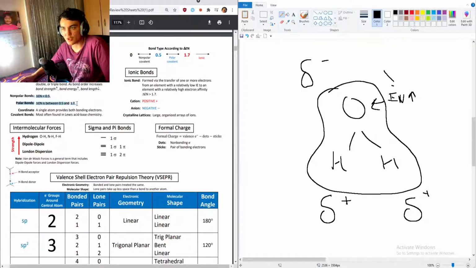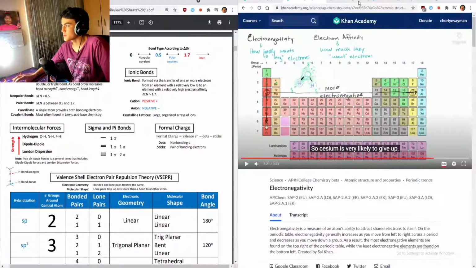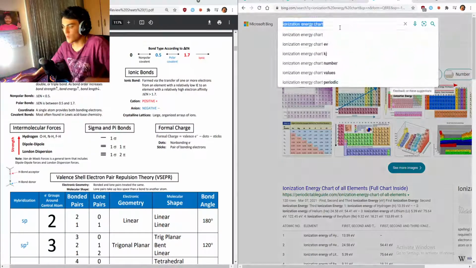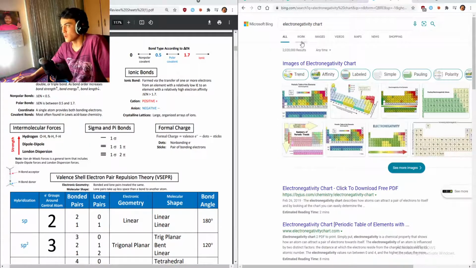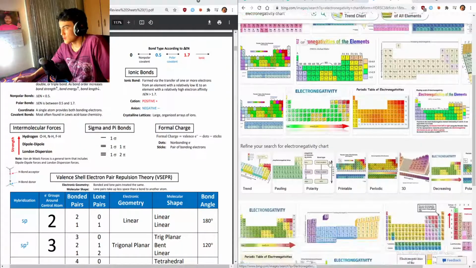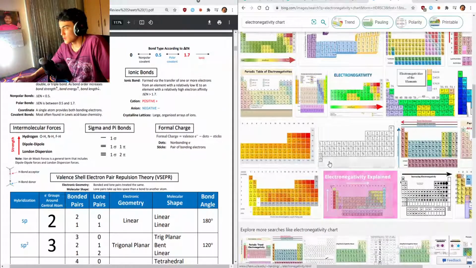This is the electronegativity. Between 0.5 down, less than 0.5, not 0.5 included, I think. Let me see. Electronegativity chart. Images. Rule.